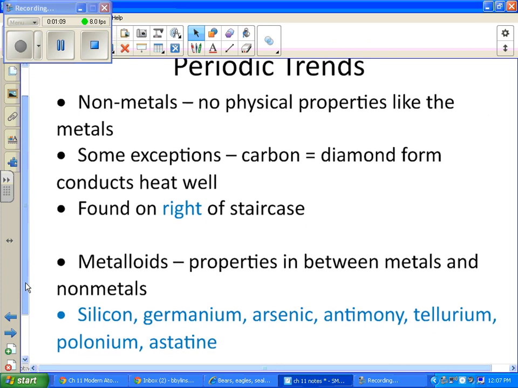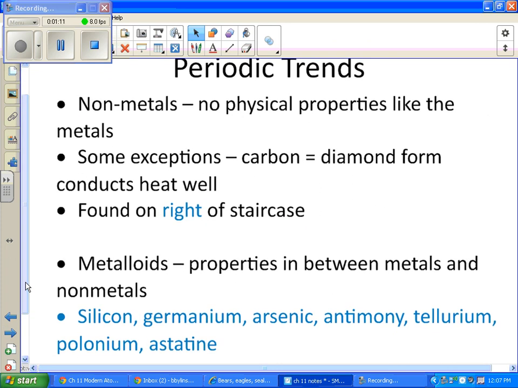Okay, nonmetals don't really have physical properties like the metals. There are some exceptions like carbon. The diamond form of it, which is the hardest substance on Earth, does conduct heat well. But really there's no set property that I can tell you about for every single nonmetal. But what you should know is that they are located on the right of the staircase. So carbon, oxygen, a lot of gases, things like that are found on the right-hand side.